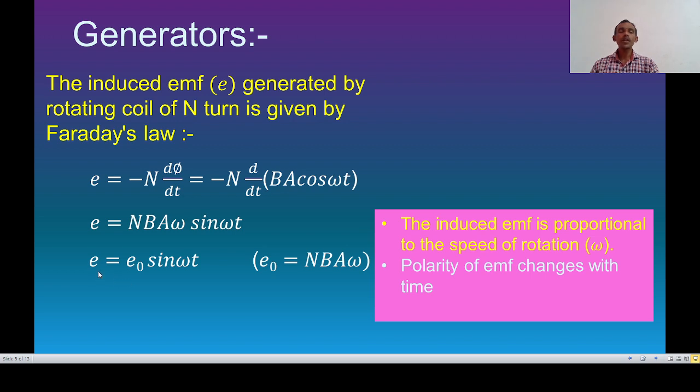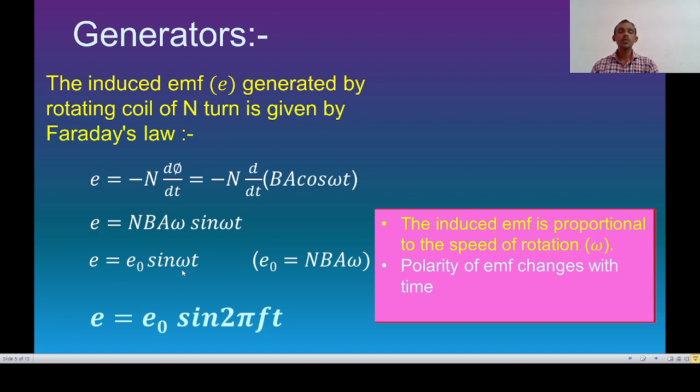That is, the polarity of EMF changes with respect to time. That is, the direction of the EMF will change with respect to time also. Now, as you know, omega is equal to 2 pi f. Therefore, we can write here E is equal to E0 sine 2 pi f t.